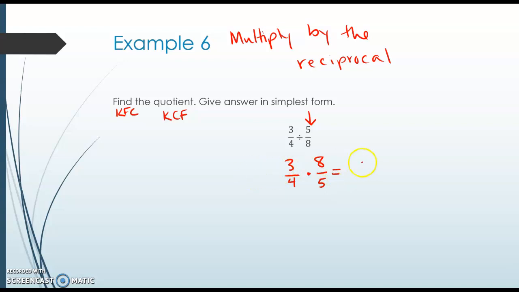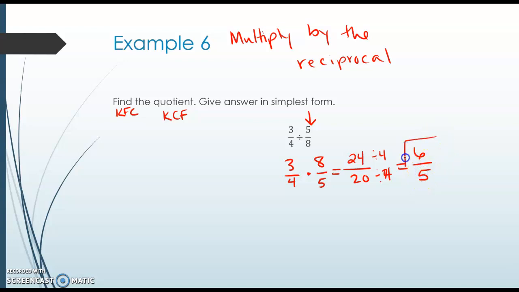From here, we're just going to multiply straight across. So 3 times 8 is 24. And then 4 times 5 is 20. And I know that 4 will divide into both of those, so that's where I'm going to start. If you don't think of 4, then you can start with 2. 24 divided by 4 is 6, and 20 divided by 4 is 5.